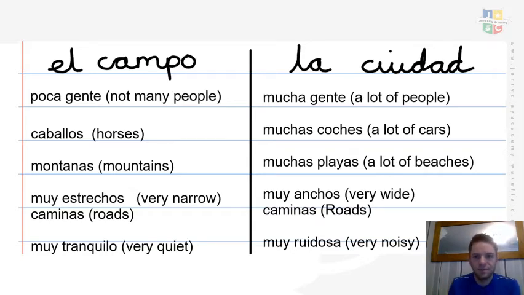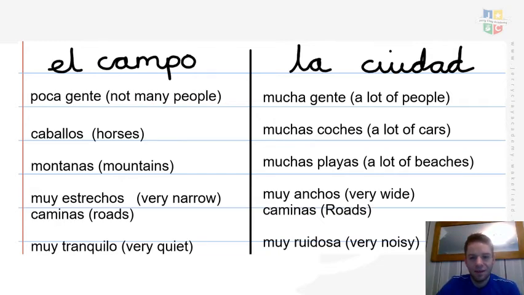Next one, muchos coches, which is a lot of cars, which there are in a city. Next one, not necessarily in our cities, however, there are in Spain, muchas playas. Muchas playas, which is a lot of beaches.